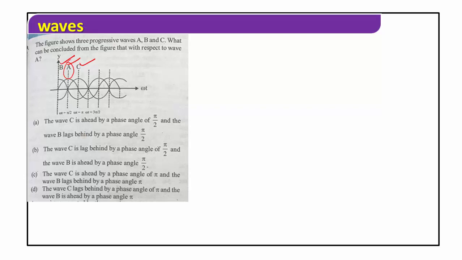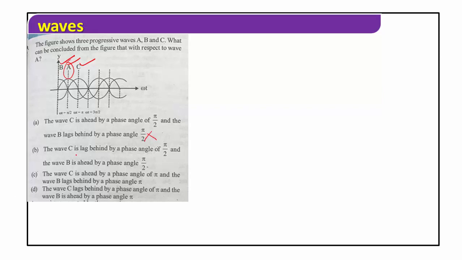Considering point A, what conclusion can we make? Option A: the wave C is ahead by phase angle 5π/2 and wave B lags behind by phase angle 5π/2. No, this is the wrong answer.